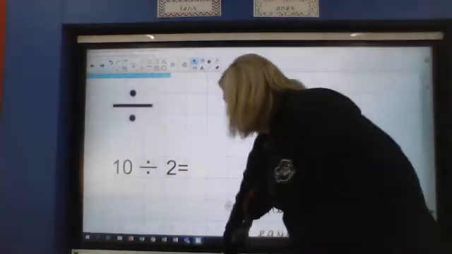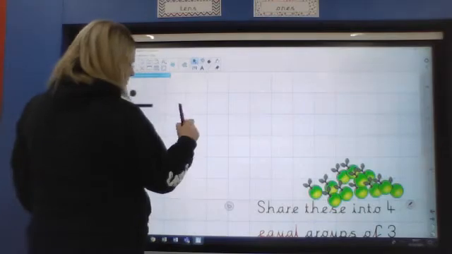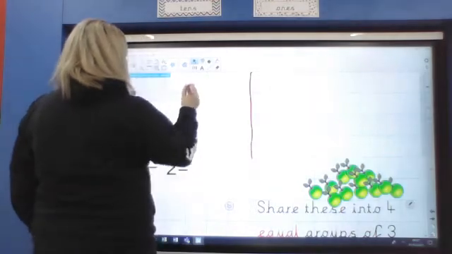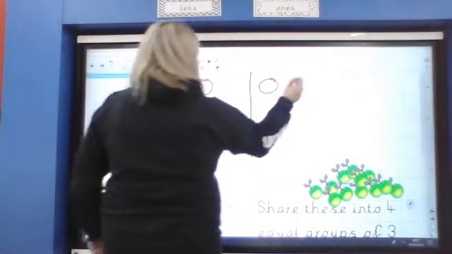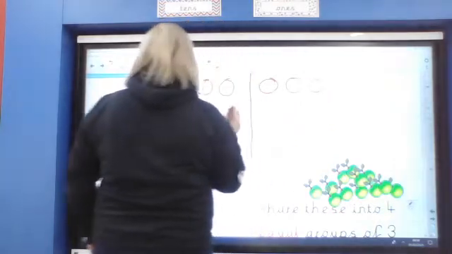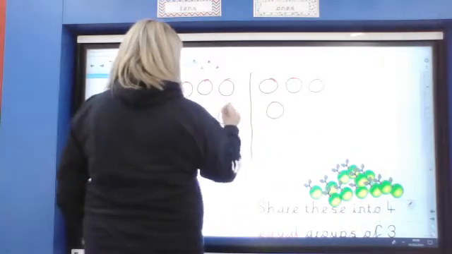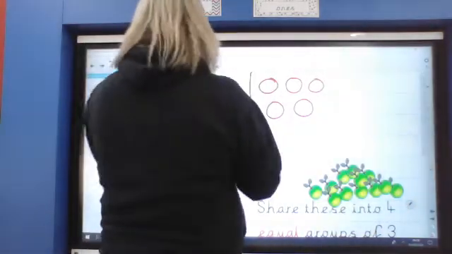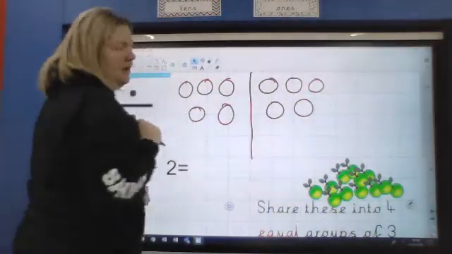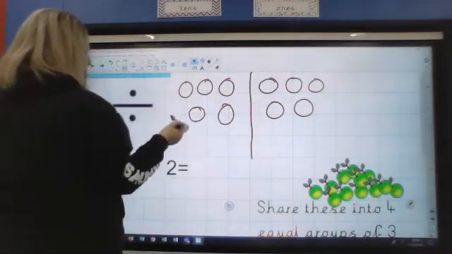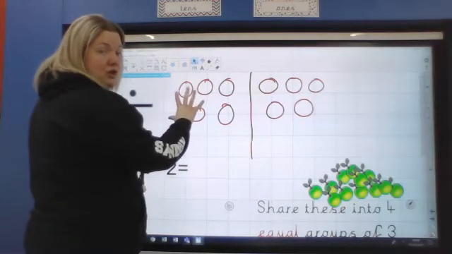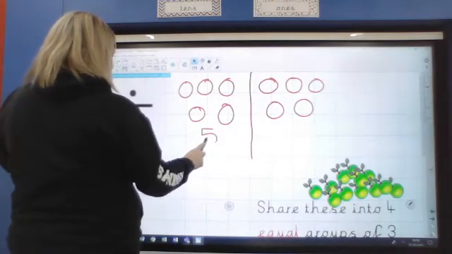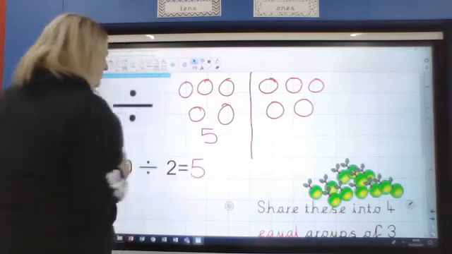So what we could do, I could draw 10 circles and we're dividing them by 2. So let me just halve my whiteboard. You can do the same with yours. I'm going to go 1, 2, 3, 4, 5, 6, 7, 8, 9, 10. Okay? So I've had 10. I've halved my board because we're dividing it by 2. And I've shared them out. So let's see what 10 divided by 2 is. We'd only count the half to get the answer. 1, 2, 3, 4, 5. So we know that 10 divided by 2 is 5.